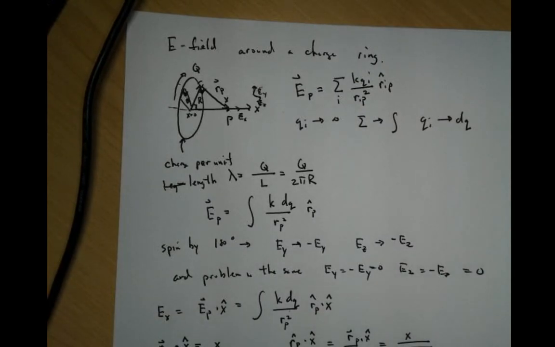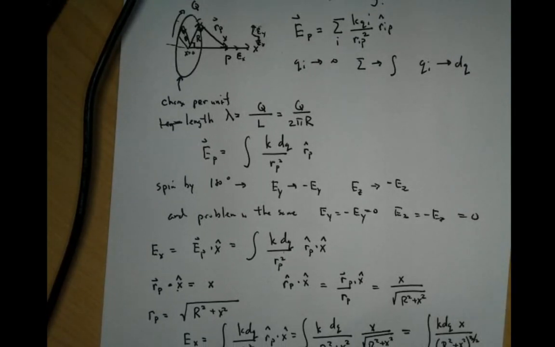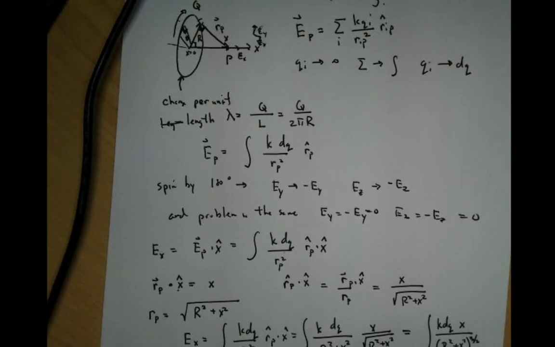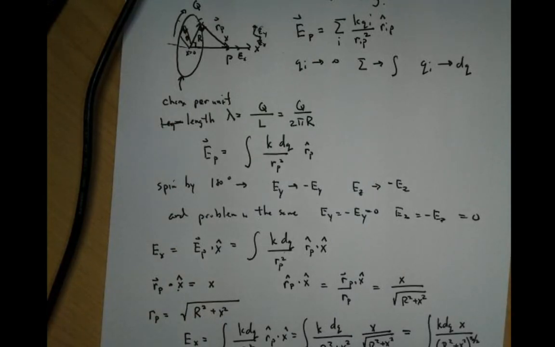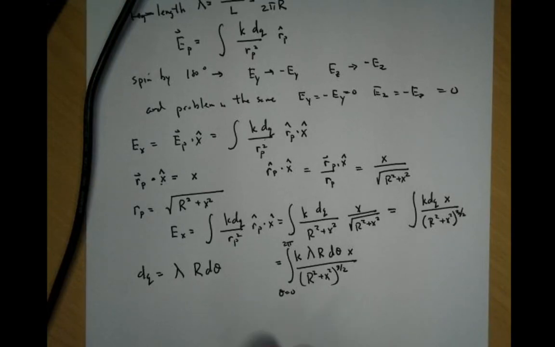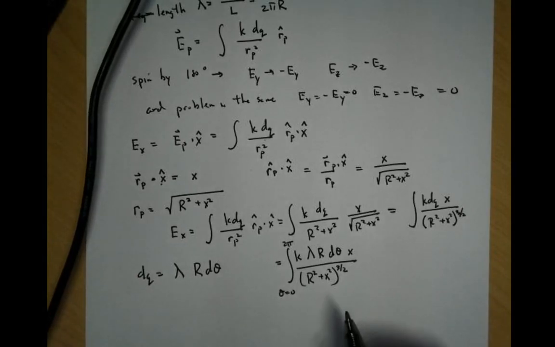Okay, so now let's finally put everything together again. It's going to be equal to k times the integral of lambda r d theta times x divided by r squared plus x squared to the 3/2 power. And I'm going to integrate along theta from 0 to 2 pi. Theta equals 0 to 2 pi. Okay, so I've done that now. So now this looks really complicated.